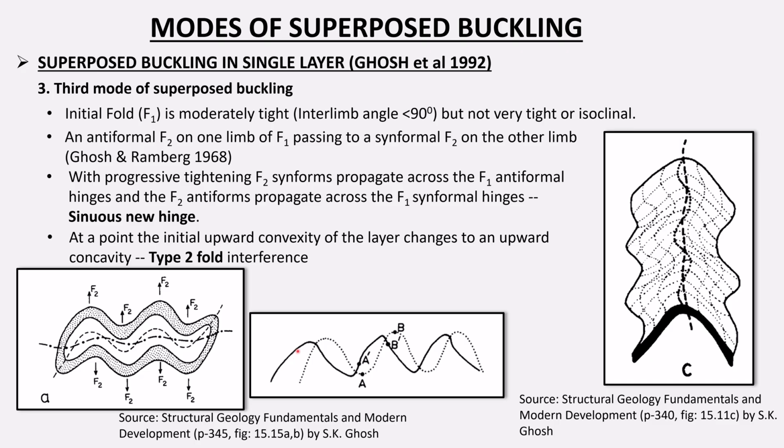But due to progressive tightening, point A comes to A dash and point B comes to B dash. And with progressive tightening, A dash comes to this side and B dash comes to this side. So basically, we had the conversion of upward convexity to upward concavity style.